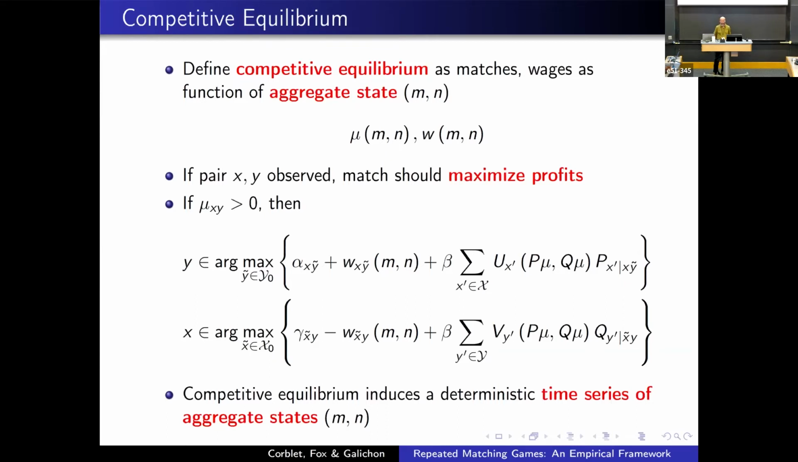So this competitive equilibrium then is going to induce this deterministic time series of these aggregate states, M and N. So the aggregate states are going to move around according to this equilibrium, and individual states are going to move around, and people are going to reshuffle in kind of a more complicated way than in the aggregate.